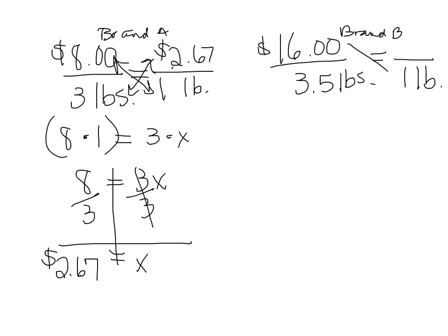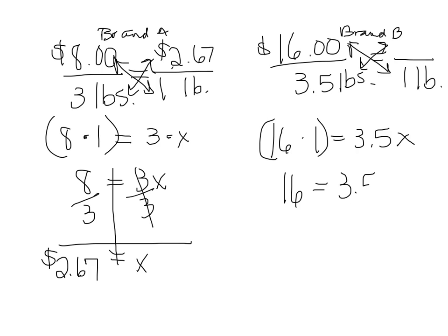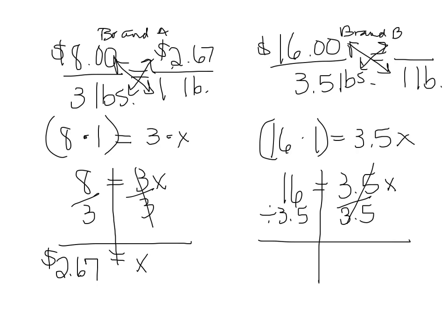Okay, so I know the cross product rule: 16 times 1 should equal 3.5 times x. We don't know what x is, but we can solve for it. Can I put those together? Good. 16 equals 3.5x. Solve for x. This cancels out. I'm left with x equals 16 divided by 3.5, and you should get $4 round to the nearest cent.